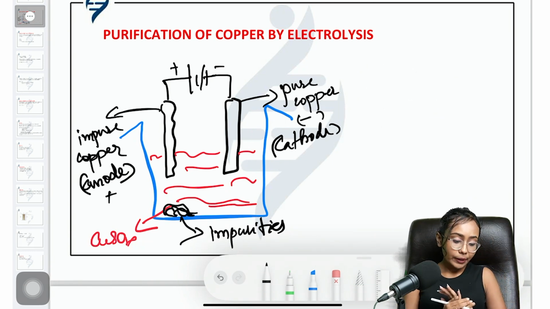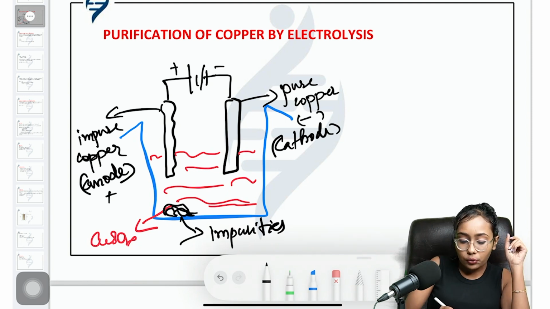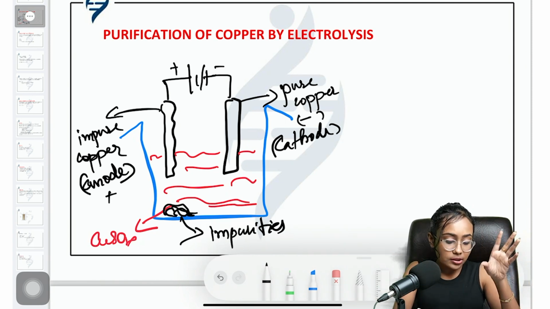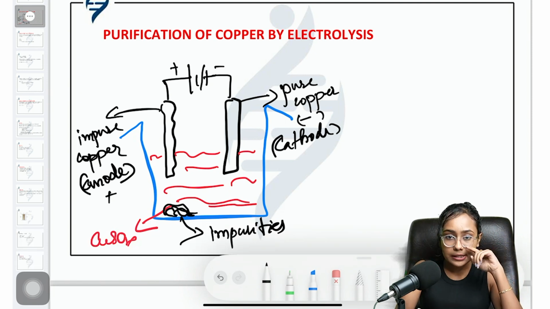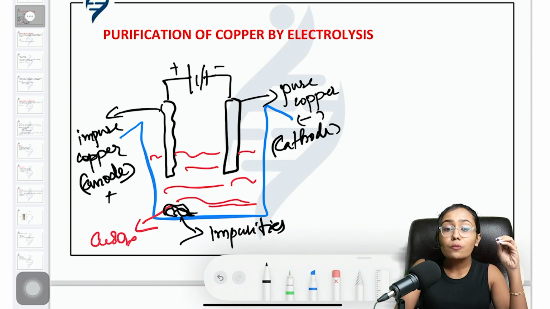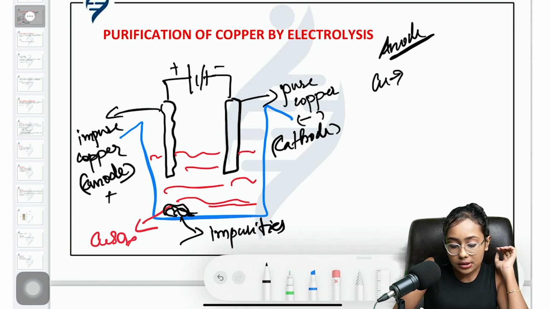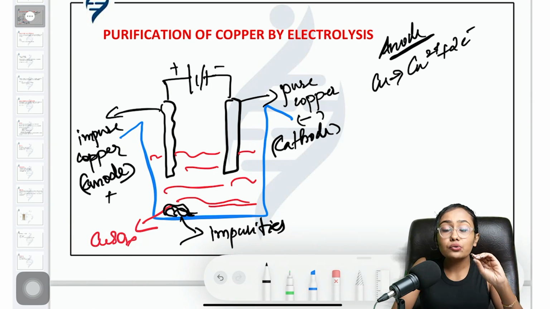So here, from the impure copper at the cathode, we need to know how the process of converting impure copper into copper takes place. The impure copper is on the anode side. At the anode, oxidation takes place, where copper turns to Cu2+ by giving 2 electrons.